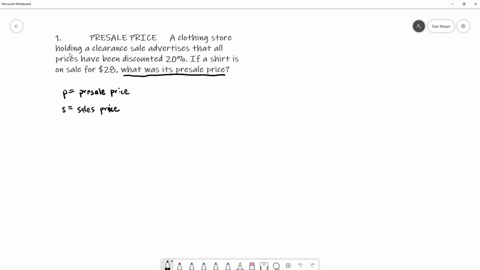And for this particular store, where everything's been discounted 20%, no matter what object we're talking about, the sales price is you're going to take your pre-sale price and subtract 20% of the pre-sale price, or you can write it as the pre-sale price times 1 minus 0.2, or you can write it as 80% of the pre-sale price. So our sales price is going to be 80% of the pre-sale price. Now they also told us in the story that the sales price was $28. So we can put that value in for S.